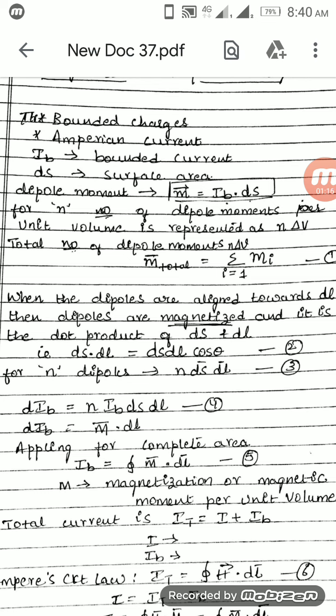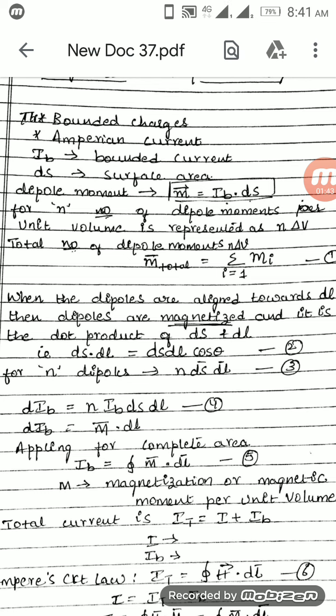Next we'll move on. When the dipoles are aligned towards the differential length dl, the dipoles are magnetized, and it is the dot product of the differential surface and the differential length. Since it is a dot product, it is represented using cos theta. So ds dot dl is equal to ds dl cos theta. Call it equation 2. For n dipoles, it is n ds dl. Call it equation 3.